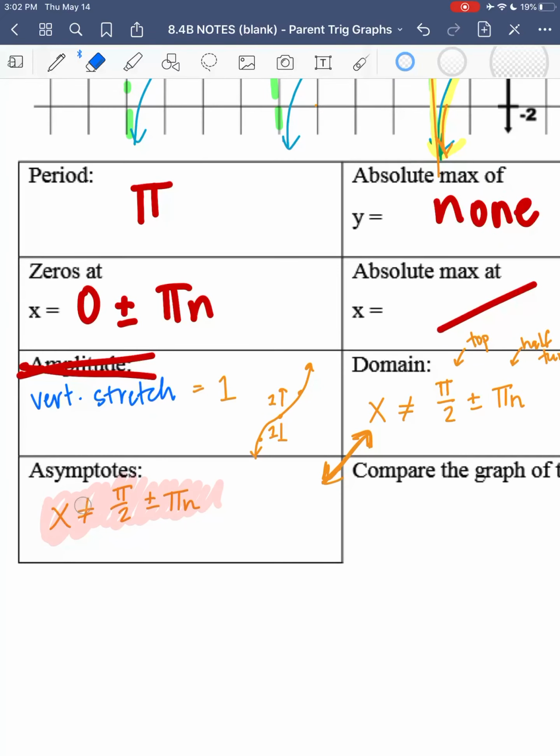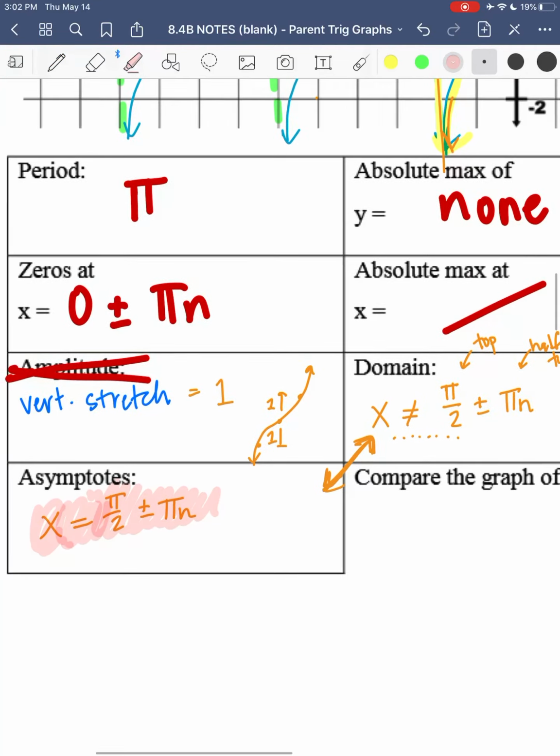Oh, I don't want that to be a not equal to right there. The asymptotes are at that point. We said not equal to here because we were saying these are not in the domain because they are asymptotes. The asymptotes are at these points, so we want that to be an equal sign.